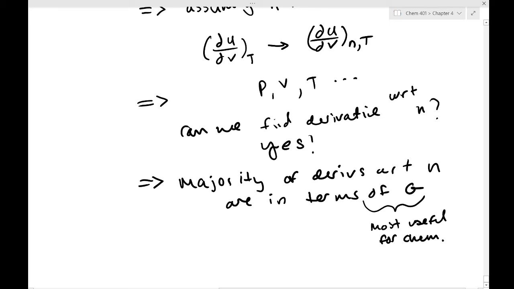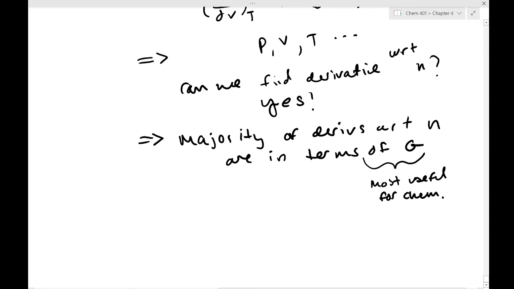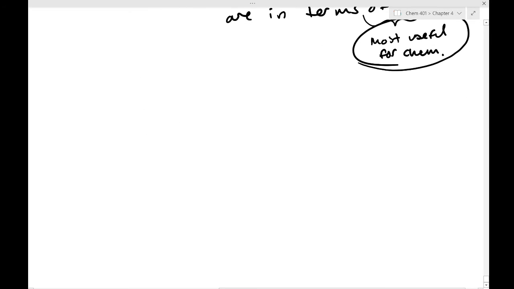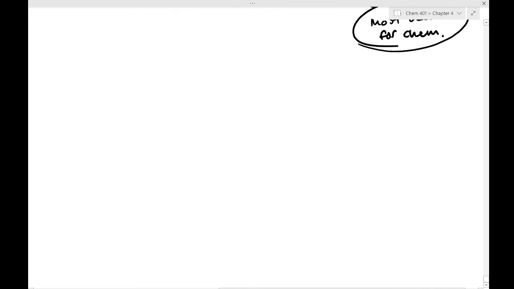You can define all of the terms that we're about to define here in a second in terms of all the other state functions, and honestly in terms of all the other state variables as well, but they're not as useful as defining them in terms of G from the perspective of figuring out the spontaneity of a chemical reaction. So for the most part, we're going to stick to G, and we're going to come up with some derivatives looking at how n changes with respect to state functions and state variables.